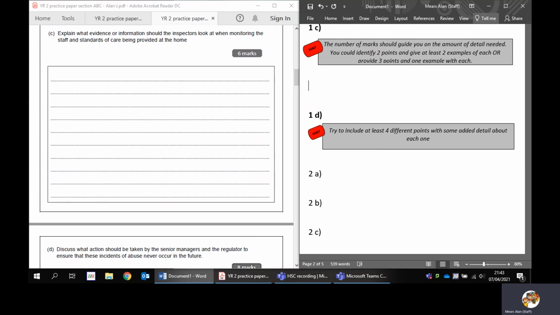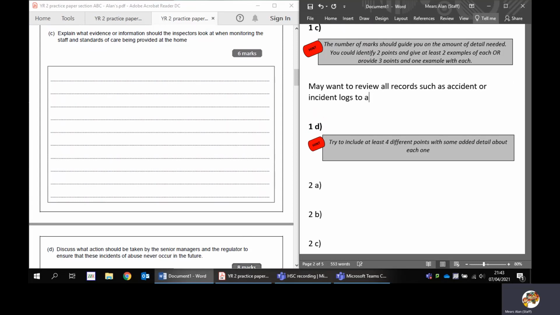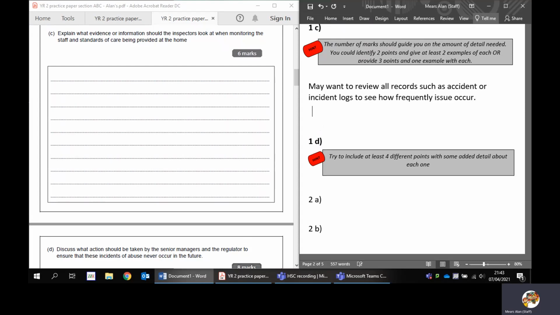So what would the CQC look for? They may want to review all records, such as accident or incident logs, to see how frequently issues occur. So that could be one thing they want to look at. They want to look at records, and we identified records: 1+1.